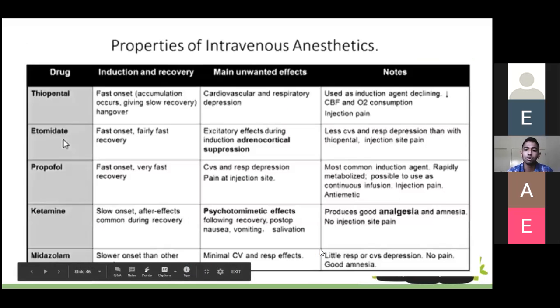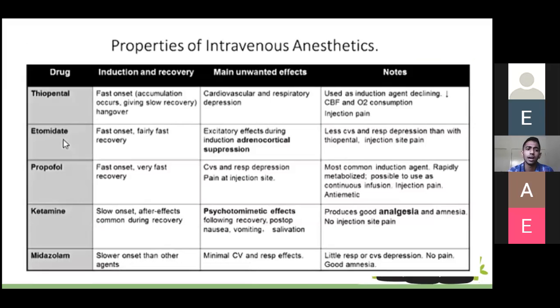All right, this is a table highlighting everything I just said. Sorry for the poor quality, but I think it's a good table. Yeah, probably just look at it in your own time.